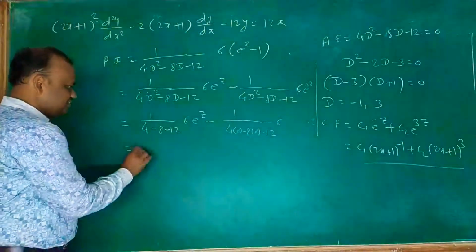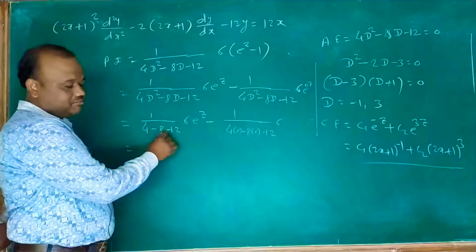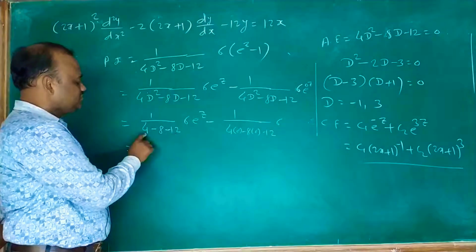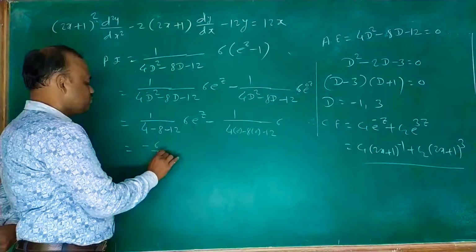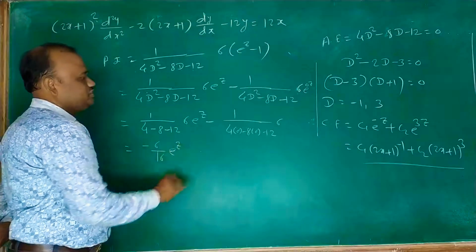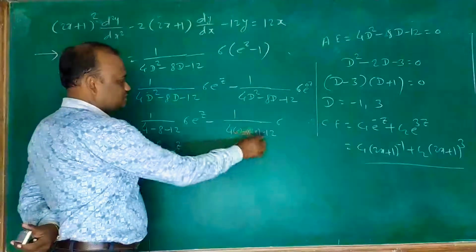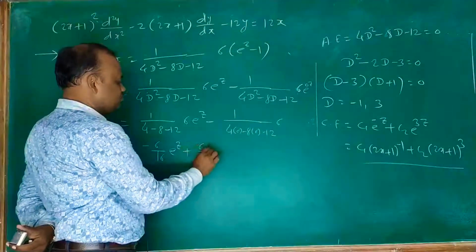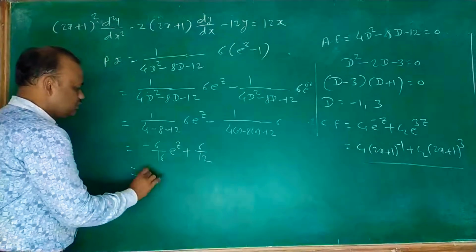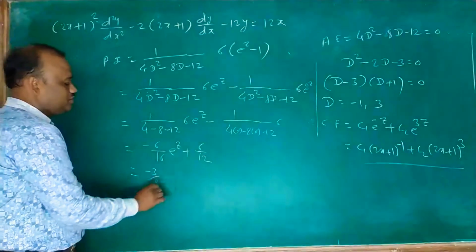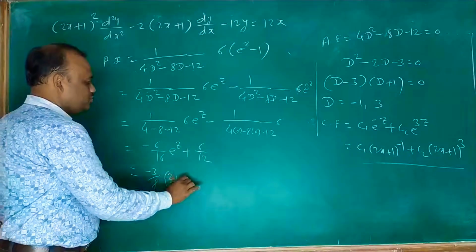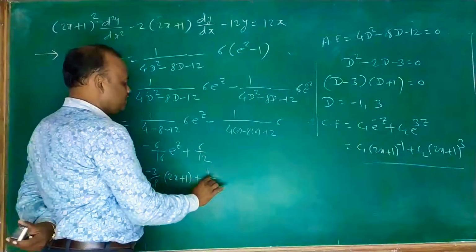So after simplification, this is minus 8 minus 12, which is minus 20. Minus 20 plus 4 is minus 16. So minus 6 upon 16 into e raised to z. This minus is plus 6 upon 12, which is equal to minus 3 by 8 into e raised to z. What is the value of e raised to z? 2x plus 1 plus 1 by 2.